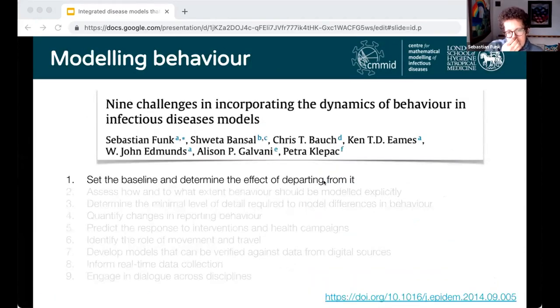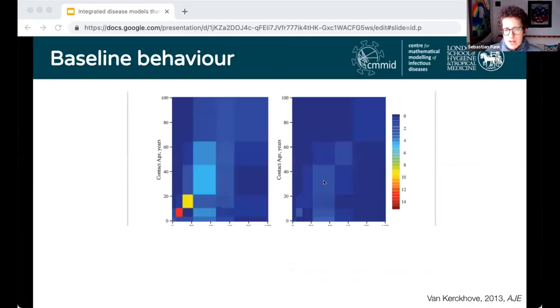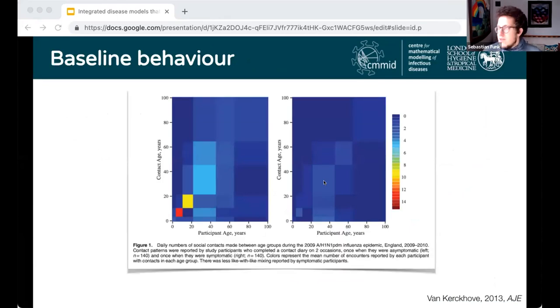And that brings me then to going through the remaining challenges. The first one that we set out was to set a baseline and determine the effect from departing from it. What we meant by this is that to model behavioral change, you need to know what baseline behavior is.